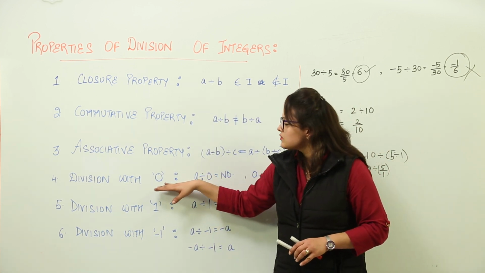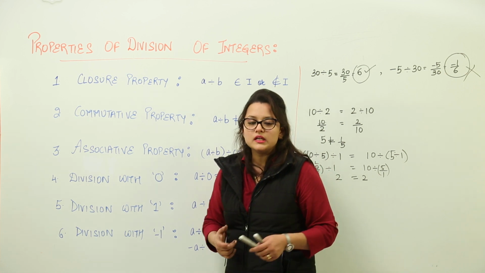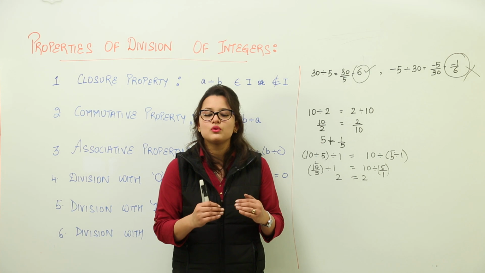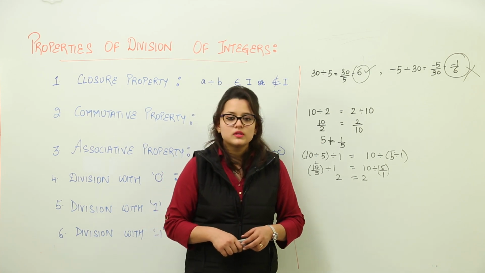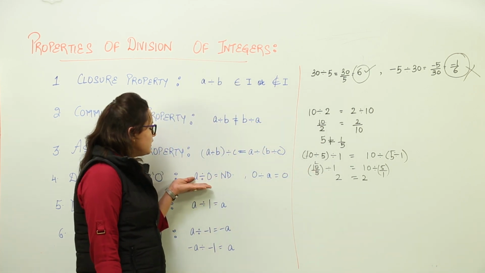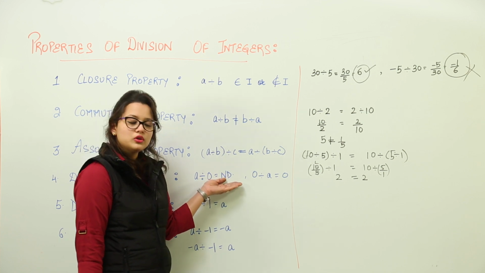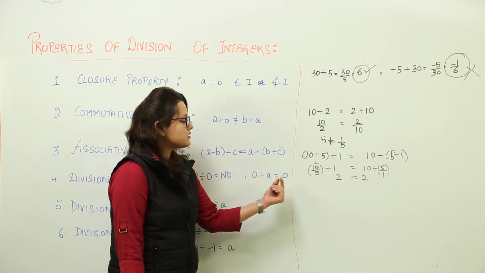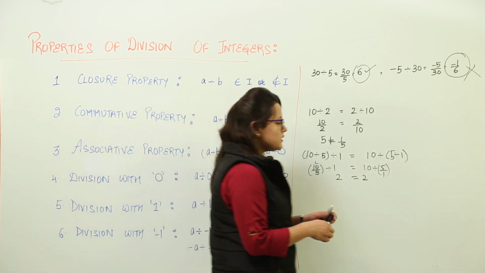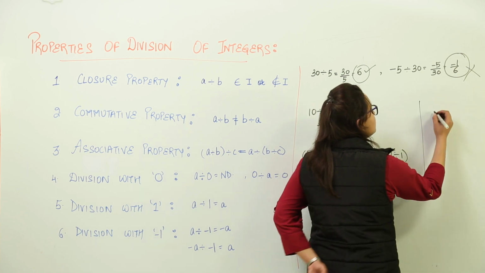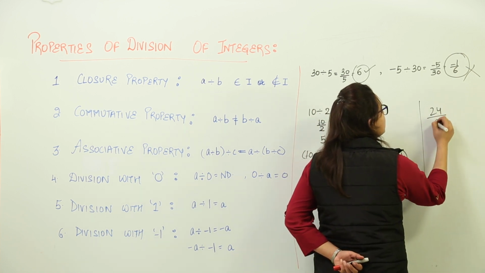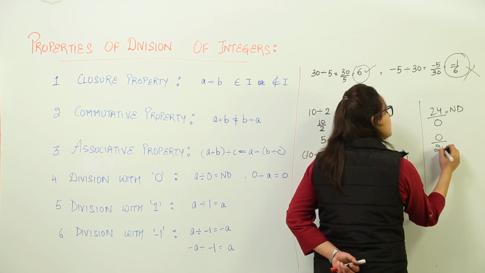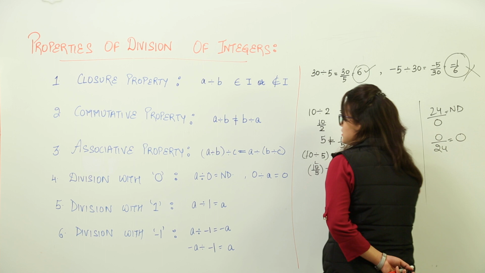The next is the division with 0. When you are dividing any integer with 0, as we discussed, any number divided with 0 is not defined in maths. So that means when you are dividing any integer with 0, it will be not defined. Whereas if you divide 0 with any integer, the answer would be 0. We have done so many examples for this. Let's say you do 24 divided with 0. This will be not defined. But if you do 0 divided with 24, the answer would be 0.